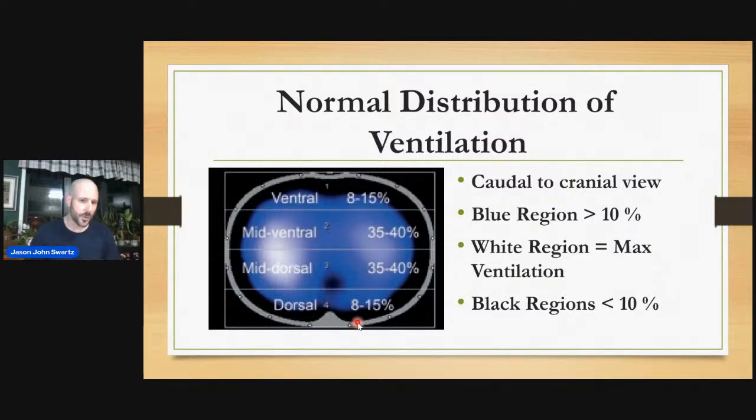The normal distribution of ventilation is written from ventral to dorsal: 8 to 15% at the ventral and dorsal, and the mid-ventral and mid-dorsal is 35 to 40%. That's the normal distribution of ventilation.